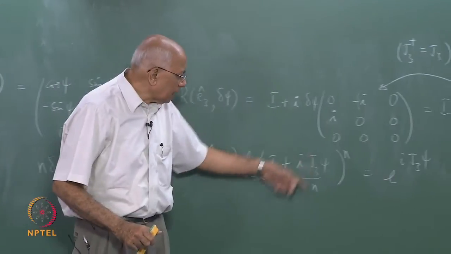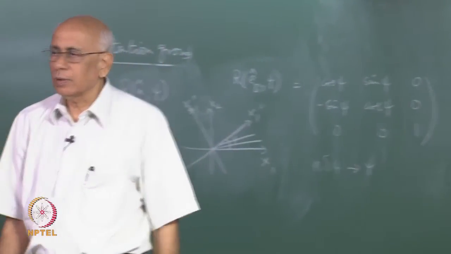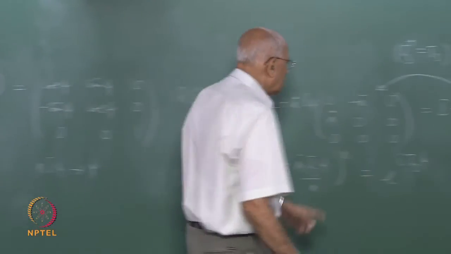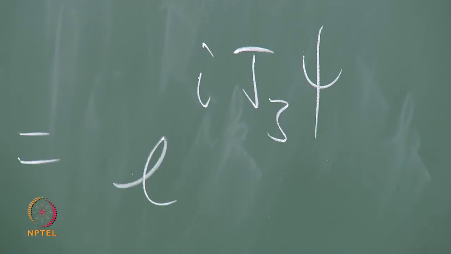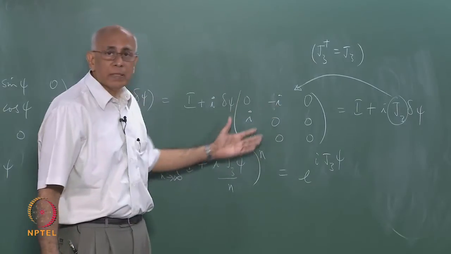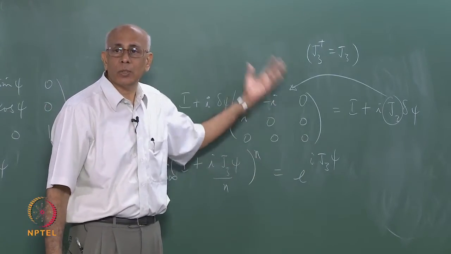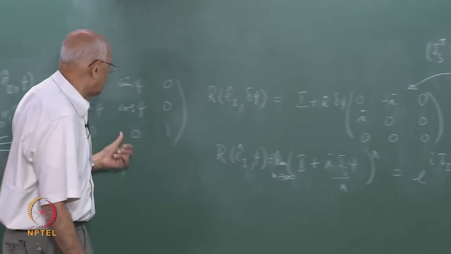If I had (1 + x/n)^n, the limit as n goes to infinity is the e^x definition. So, it turns out even for operators this is true, and this is e^(iJ3ψ). Now, it is not hard for you to do this because J3 is a very interesting matrix, a Hermitian matrix. So, it is easy to compute its square, cube and so on, and explicitly show that this thing here reduces to this matrix here.